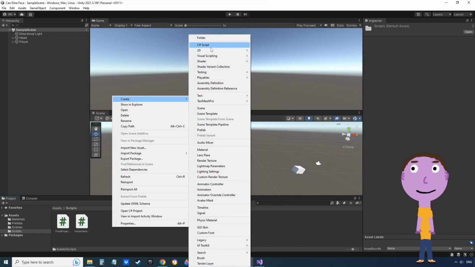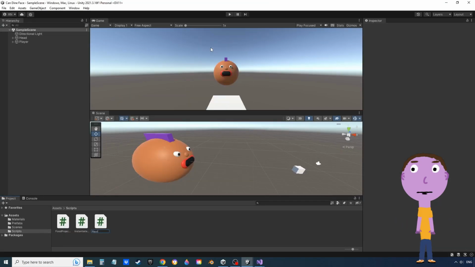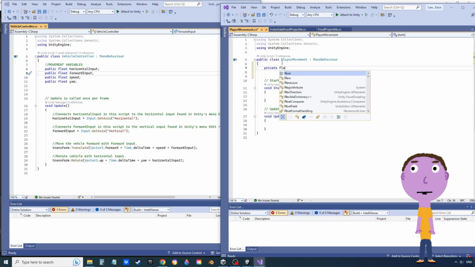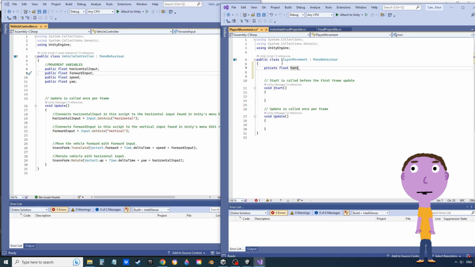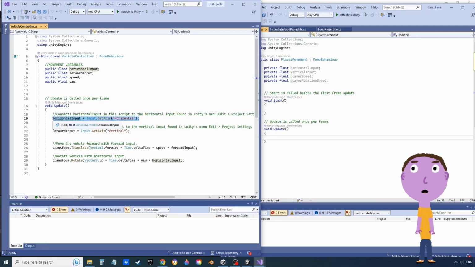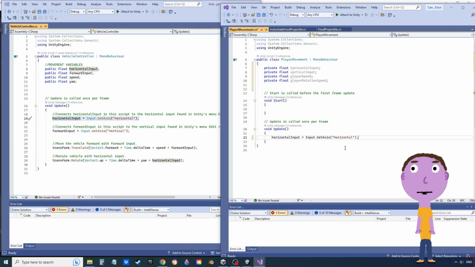Make a script for player movement. Private float horizontal input, private float vertical input, private float player speed, player rotation speed. Copy this, because that's the same. Control D.